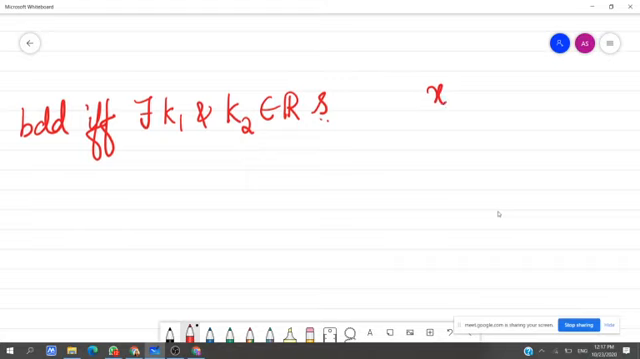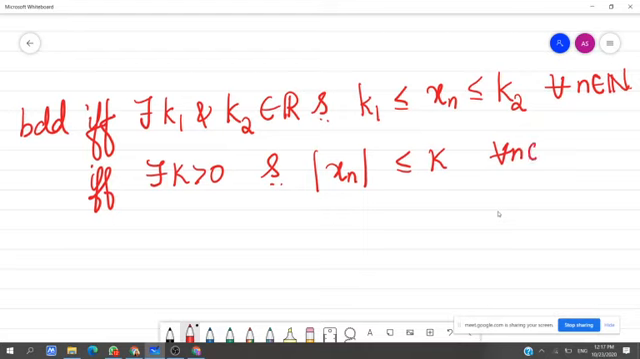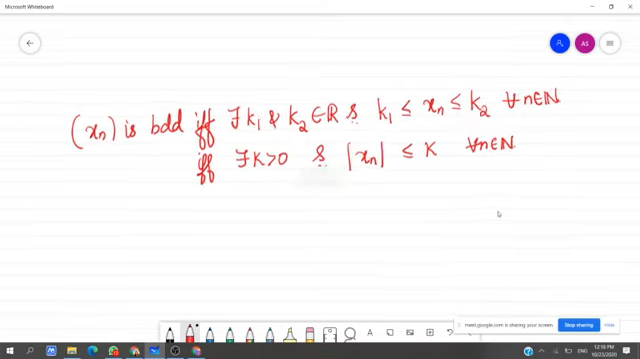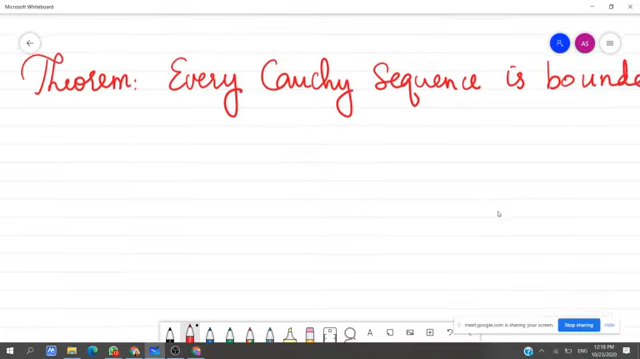That means the sequence xn is lying between k1 and k2. All the terms of the sequence are lying between k1 and k2 for some k1 and k2. We have already proved this statement is equivalent to saying that there exists a positive number k such that the modulus of the terms is bounded above by a positive real number k. This is boundedness in the definition. So we take a Cauchy sequence and try to prove it is bounded.